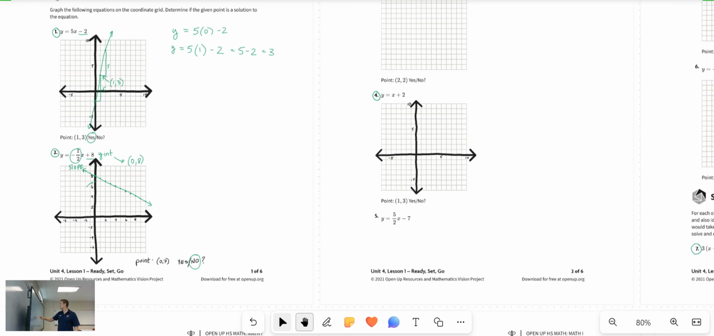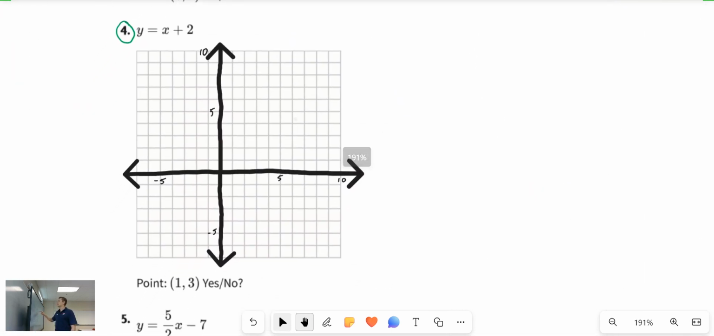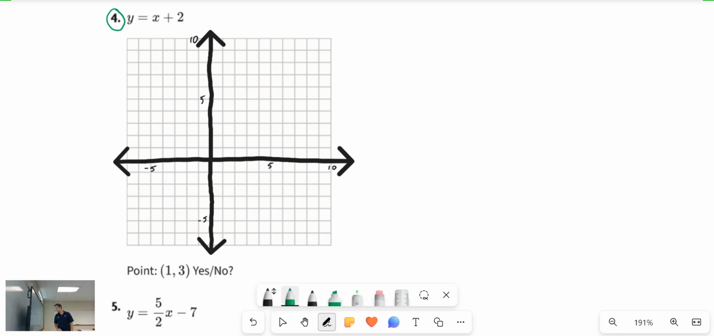All right, let's zoom out and go over to our next one. We are skipping number 3 and going right to number 4. So for number 4, we have y equals x plus 2. Now, if there's nothing in front of the x, that actually means the slope. Oh, I shouldn't put that, it makes it look like a 0. It's not a 0, actually. It's like an invisible 1. So if there's not a number there, it just means it's a 1. So the slope is 1.